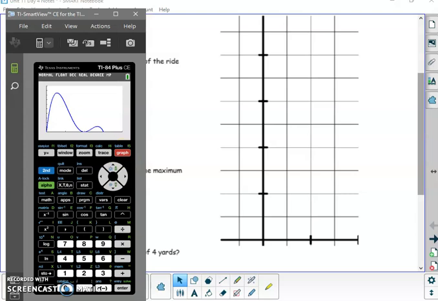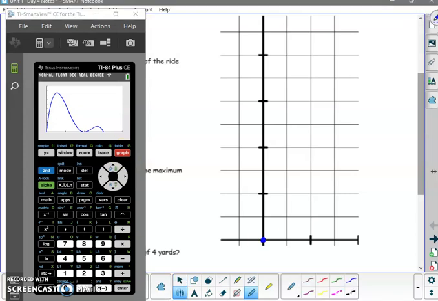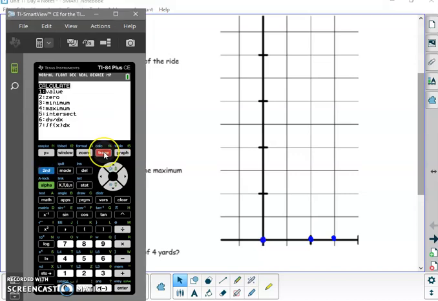All right, so what do we know? Well, it goes through the origin. Looks like it has a root at 2 and a root at 3. And before I sketch this in, I actually want to find that first relative maximum. So let's do this real quick. Second, calc, maximum. And I'm going to move it over here to the left of that relative maximum to get the left bound. Just get it close, hit enter, move it to the right of that. Hit enter, and then move it back. Guess, hit enter.